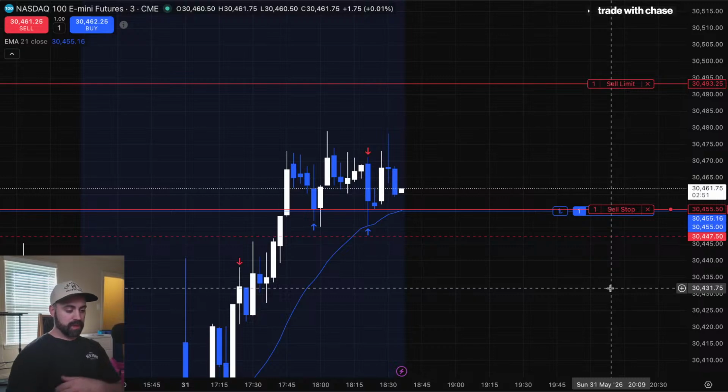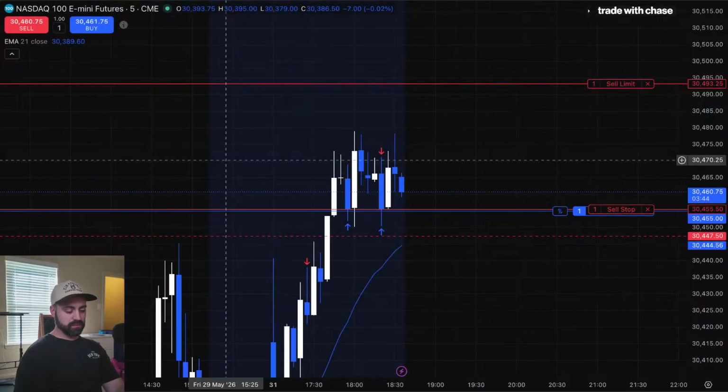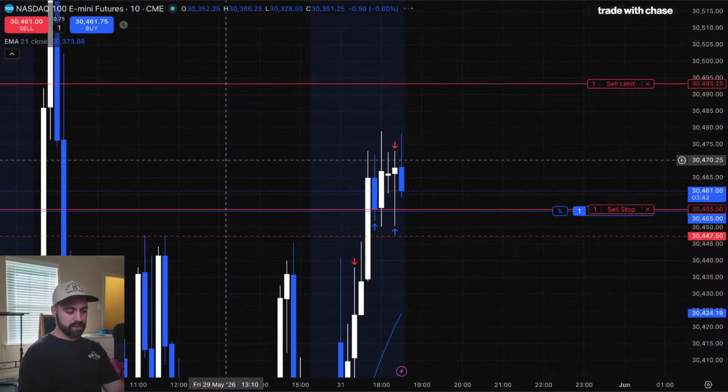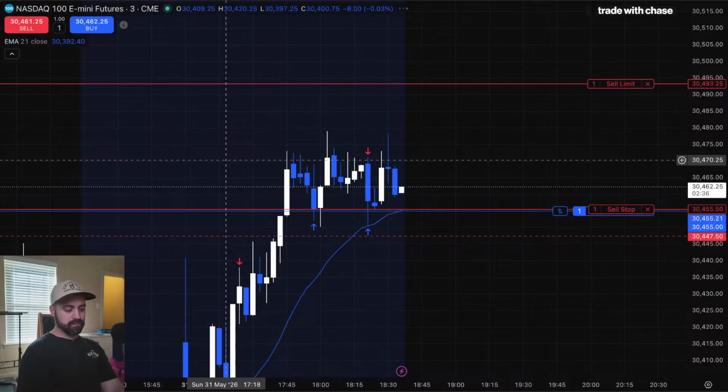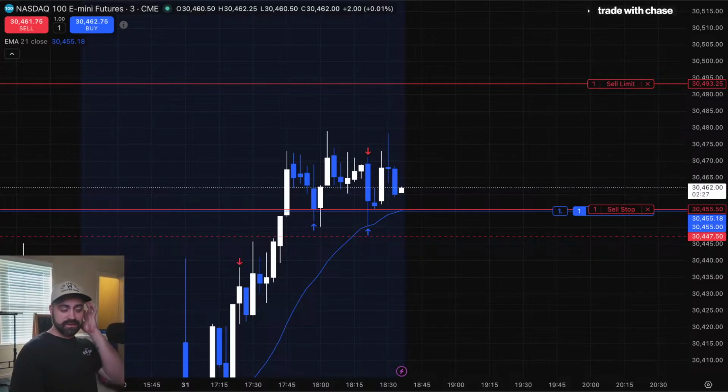This is some pretty heavy consolidation. Let's see what 10 minutes. Anyways, I know I rambled a lot there. Hopefully that makes a little bit of sense.